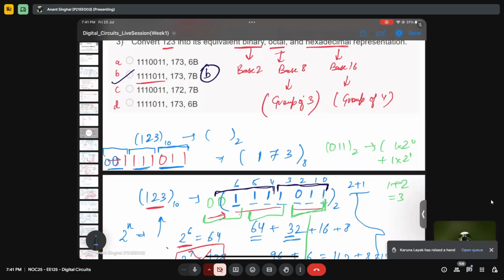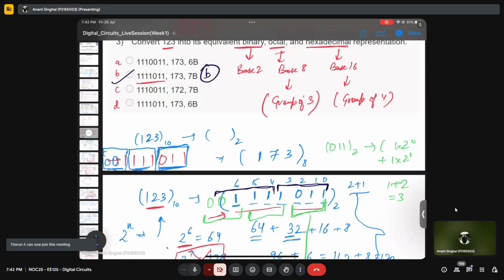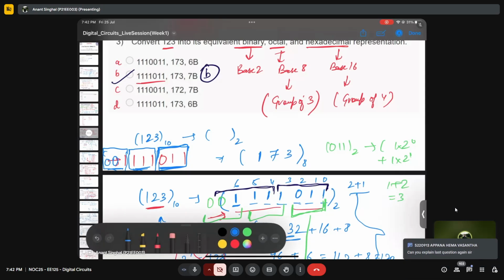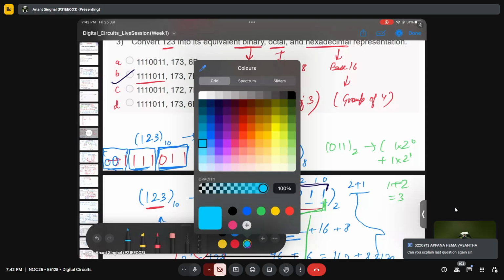Is it clear now? What answer did you get, or what was the wrong thing? Sir, when I added, I am getting 107. You can see, right? It's 173. This box is 3, this box is 7, and this is 1. Are you able to do it now? Once you are done, you can write and explain also.